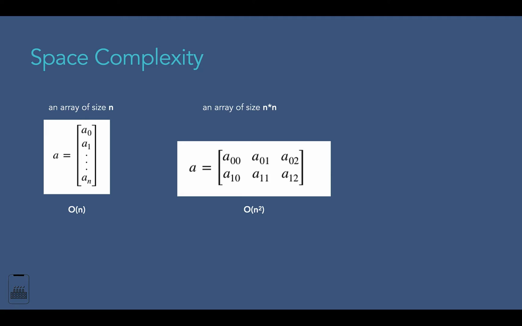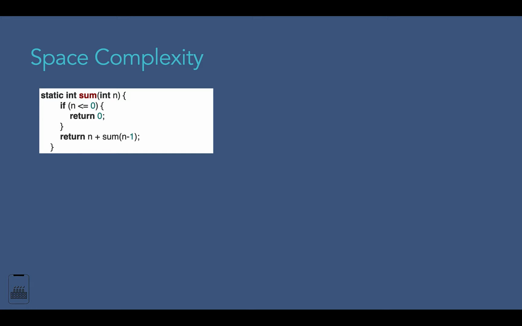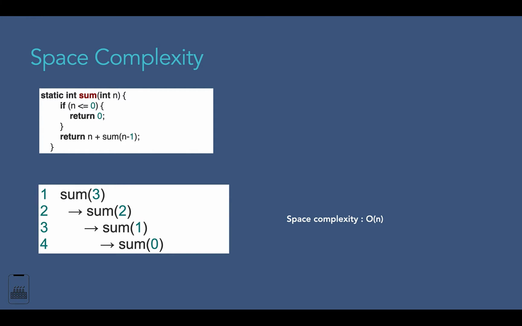So let's look at the following example. Here we have a block of code which is summing up the numbers from a given number till 0 by calling itself recursively. Methods like this, which call themselves recursively, count in the stack memory. Each call adds a level to the stack, and each call that is added to the stack takes actual space in the memory. This means we need O(n) memory for this block of code.